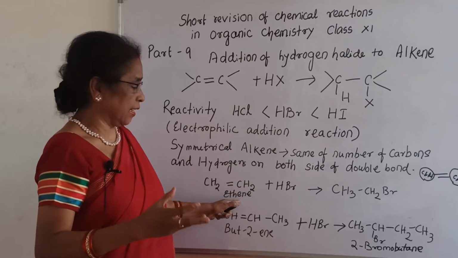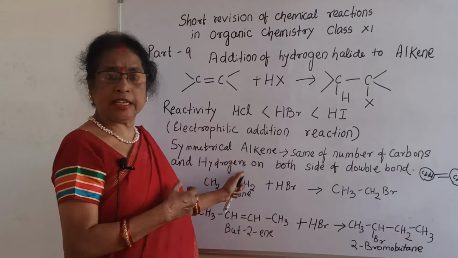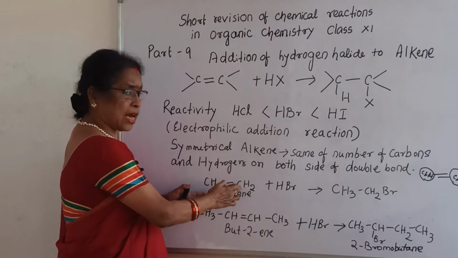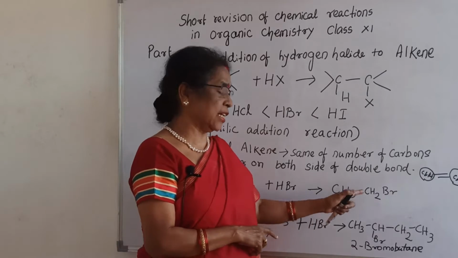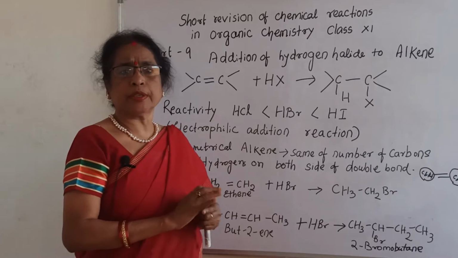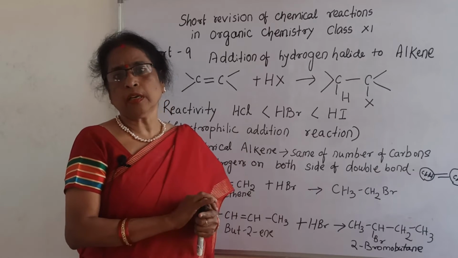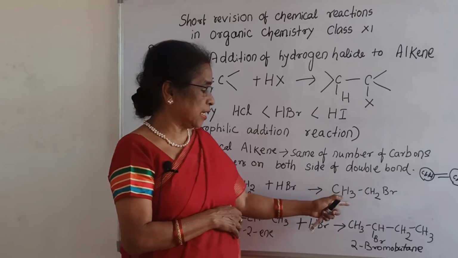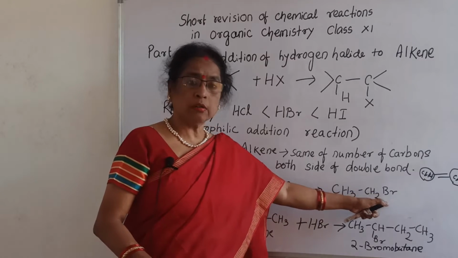Ethene plus HBr: you can add either hydrogen here or here. It is your choice, no problem. Because it is a symmetrical alkene, you can put hydrogen here and Br here, or hydrogen here and Br here, no problem. You will get the same product, that is CH3CH2Br. So in a symmetrical alkene the addition can take place on either side of the double bond, with H on one side and Br on the other, producing CH3CH2Br. What is the name? Ethyl bromide. What is the IUPAC name? Bromoethane.